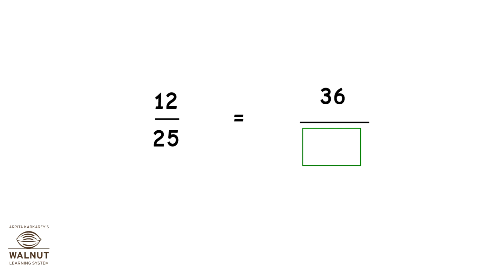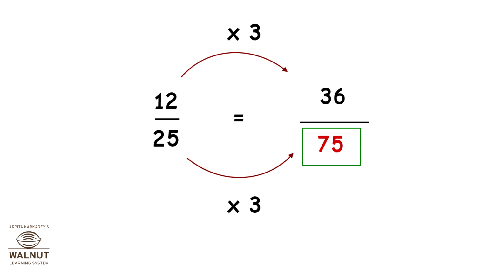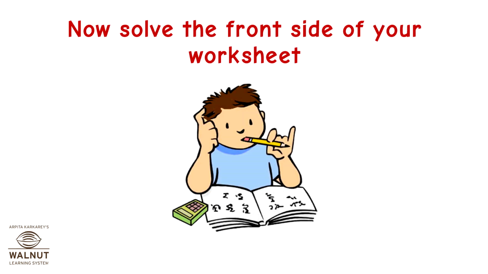Let's take a look at another one. We have 12 upon 25 and we want to make an equivalent fraction with numerator 36. 12 into 3 is 36. Whatever we do to the numerator, we have to do to the denominator. So we multiply the denominator by 3, which gives us 75. The equivalent fraction is 36 upon 75. Now, solve the front side of your worksheet.